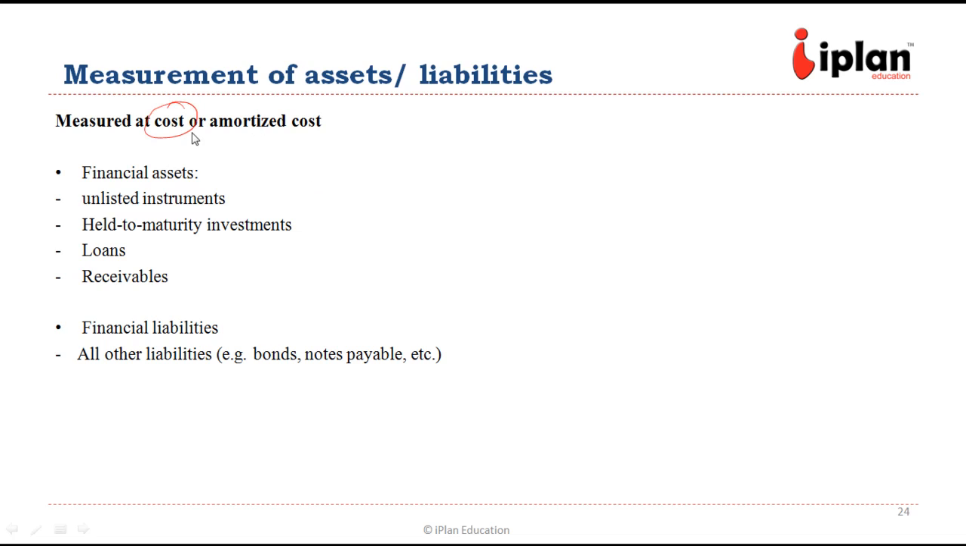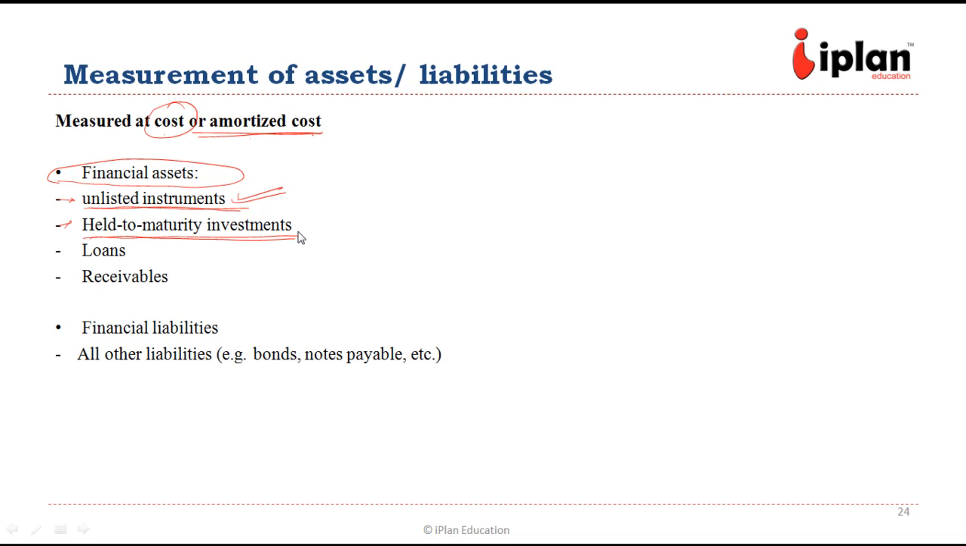Now let us look at another kind of measurement, which is at cost or amortized cost. If the financial assets belong to these categories, their value will be measured at cost or amortized cost. For example, if there is an over-the-counter instrument or unlisted instrument, we cannot find out what the actual fair value or the market value is for that particular instrument. There we have to put it at cost or amortized cost.